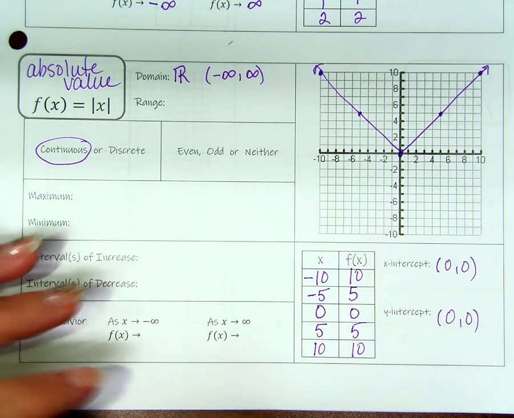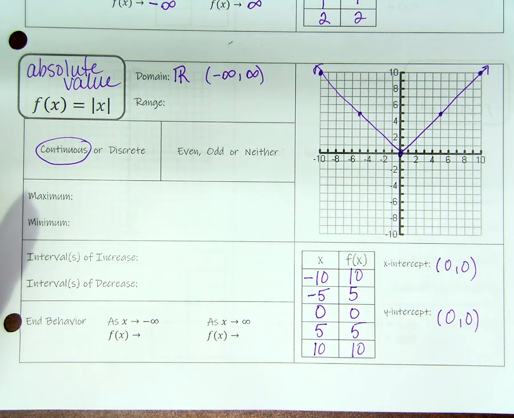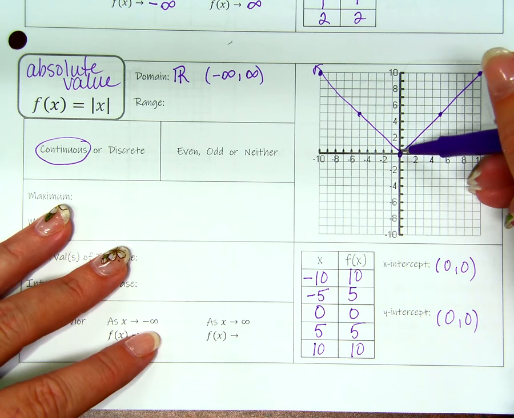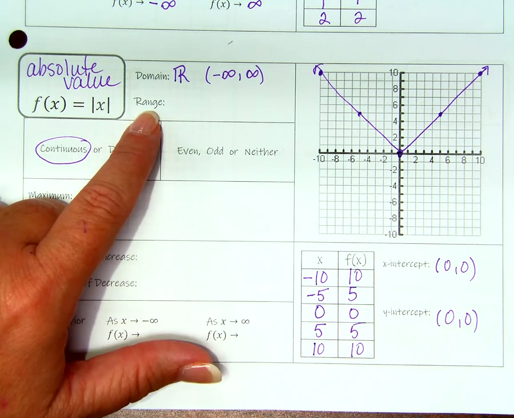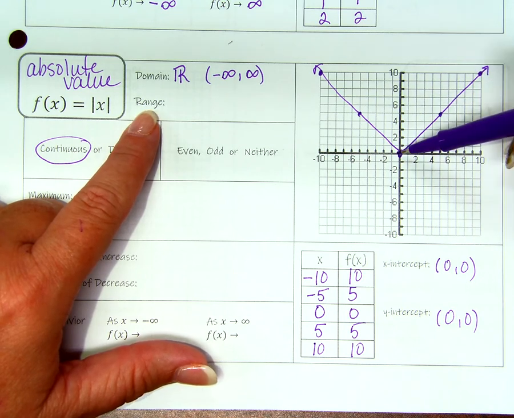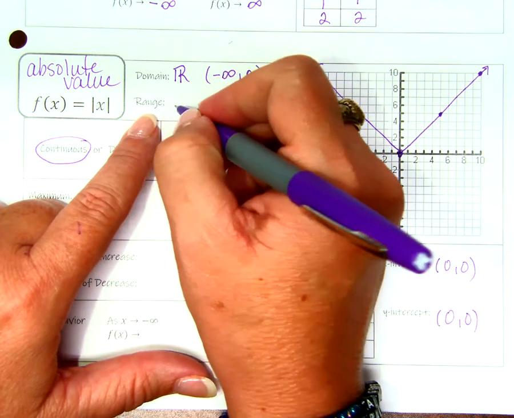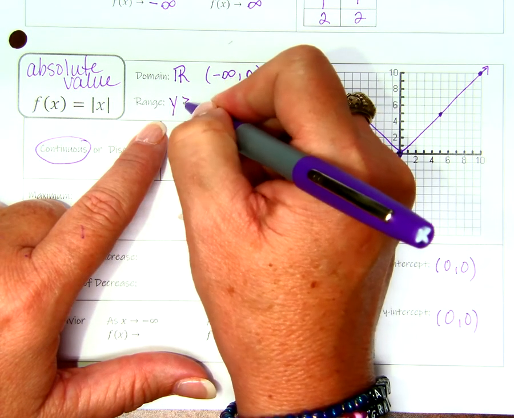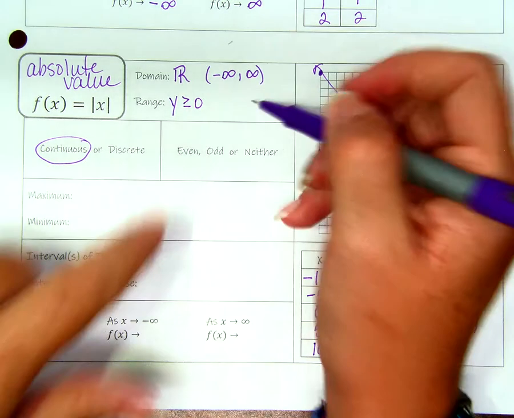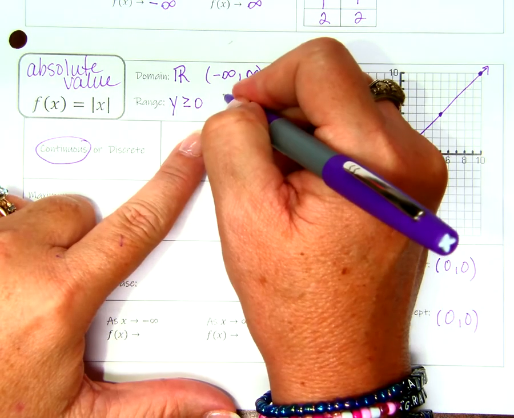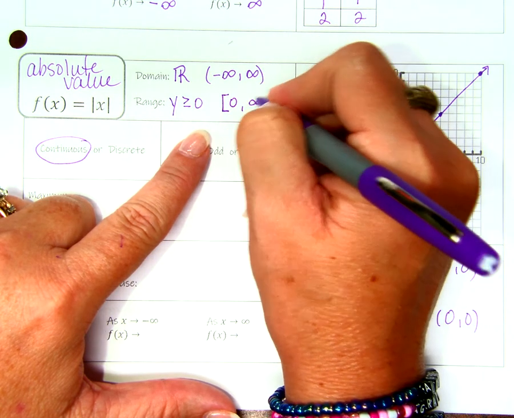Okay, what about the range? How far down does it go? Uh-oh. It stops at zero, doesn't it? This vertex of the absolute value is at zero, zero. When we're talking about range, we're only talking about the y values, so we're saying it goes to zero. How far up does it go? All the way, right? Infinity. So for our range, we have to say y is greater than or equal to zero. For interval notation, we have to say bracket, zero to infinity.